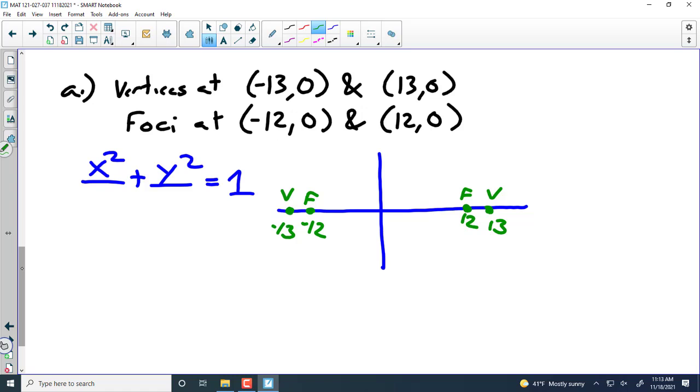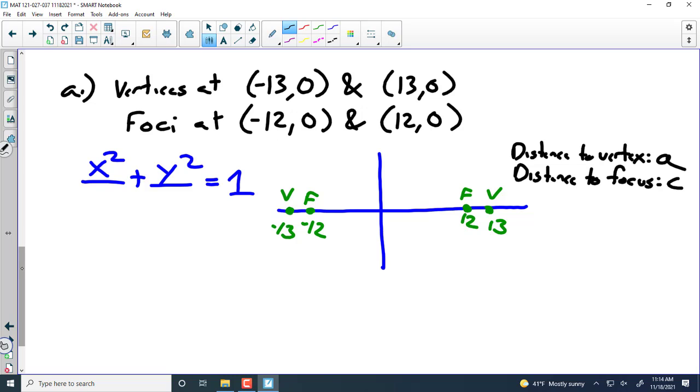The vertices go left and right, 13 units each. The foci go left and right, 12 units each. This does not give me A and B. What two letters is it actually giving me? A and C. It's giving me A and C because distance to vertex is A and distance to focus is C. So this is actually telling me that A equals 13 and C equals 12. It does not tell me B directly.